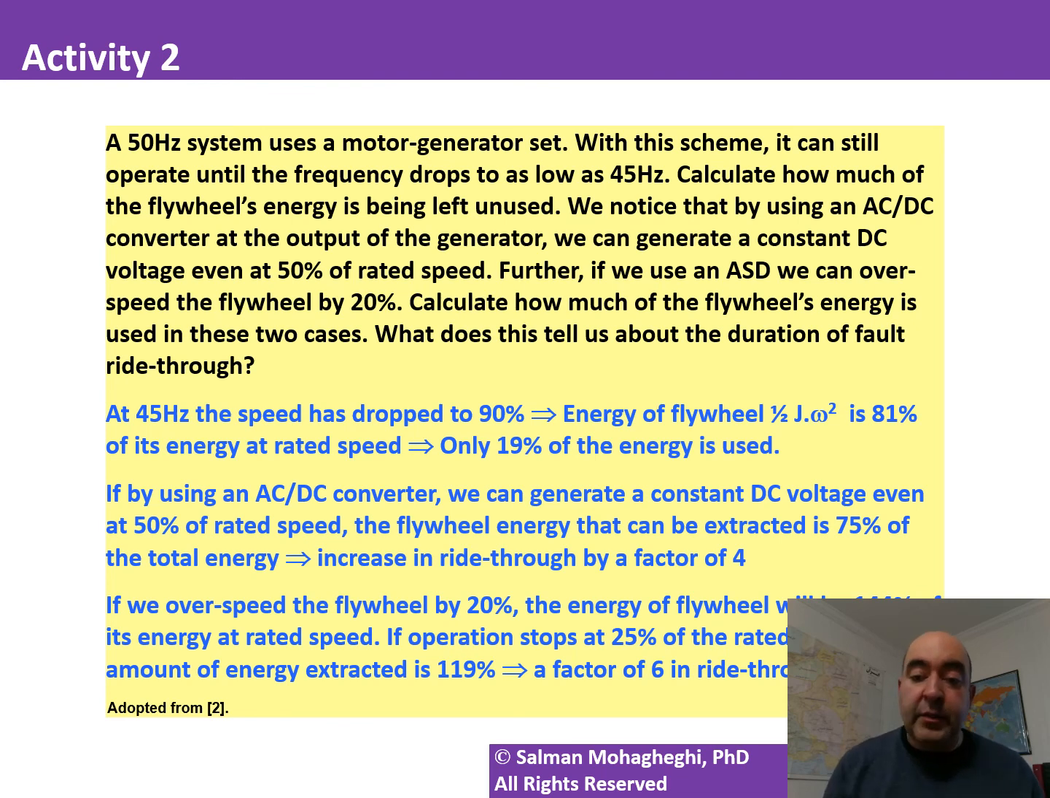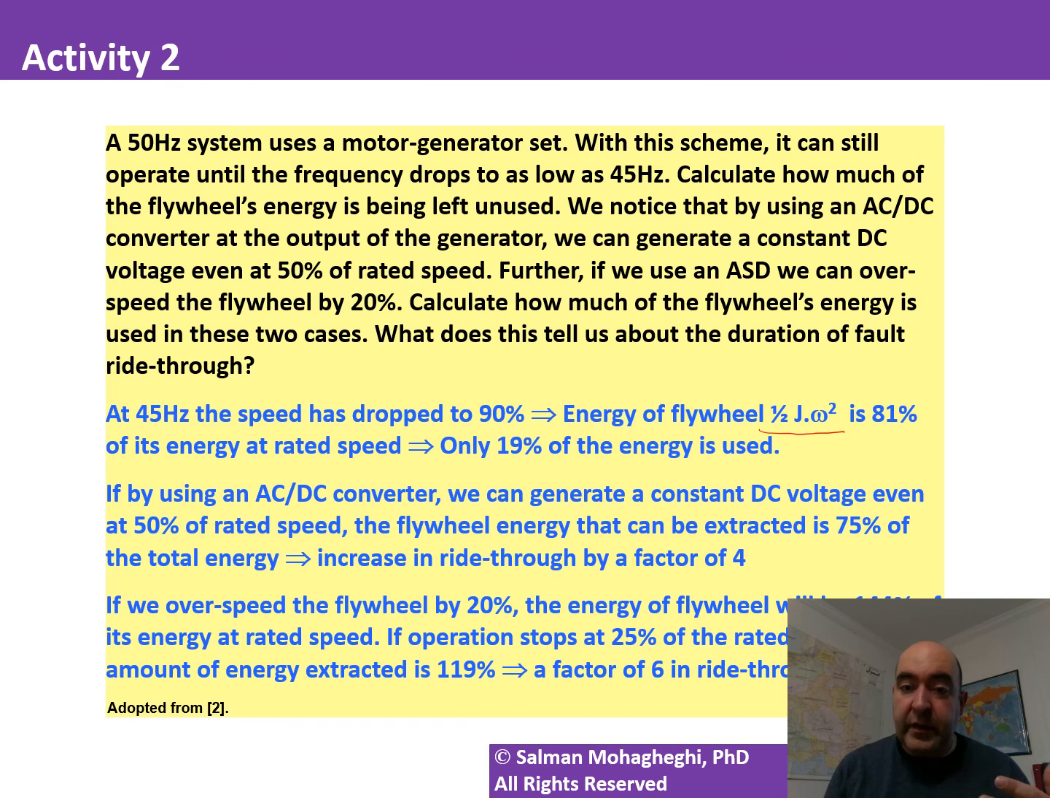If at 90% of the speed I have to disconnect the generator and the flywheel from the load, that means 81% of the energy of the flywheel goes to waste. Why? Because at 90% of rated speed, the kinetic energy of the flywheel is 1/2 J omega squared. When omega becomes 0.9 times rated omega, energy becomes 0.81, or 0.9 times 0.9 times the rated energy. That means when you disconnect the load, you still have 81% of that kinetic energy left, and that is the energy that is going to waste. Only 19% is used.